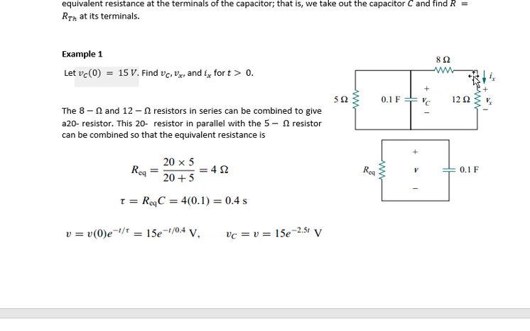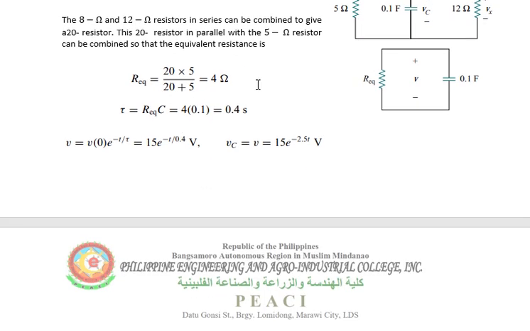So we have to combine this one in order to simplify this circuit. After we combine this one, it is in parallel with the 5 ohm resistor. Then the result will be this one. So we have to combine this combination of these two resistors with this 5 ohm, since they are in parallel, then this will be the result.